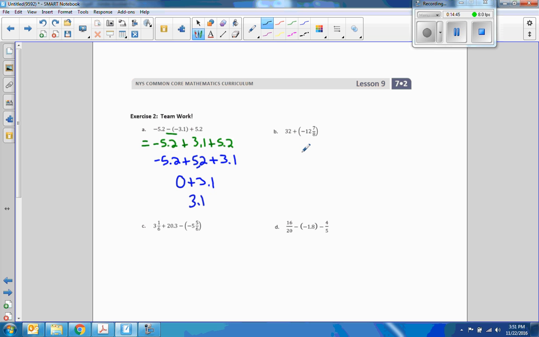Okay. This one here, I'm going to split up the fraction first. 32 plus negative 12 plus negative 7/8. Move the big parentheses now. 32 plus negative 12 plus negative 7/8. Okay, so now I move these big parentheses over to this here. And 32 plus a negative 12 is 20 plus negative 7/8.